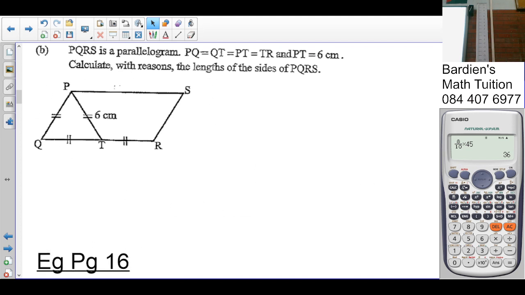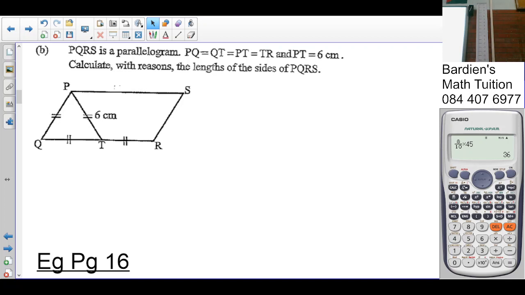PQRS is a parallelogram. So what three properties come to mind? Two pairs of opposite sides are equal. Two pairs of opposite angles are equal. Two pairs of opposite sides are parallel. Again, it's not given on the diagram, but it should come to mind here.